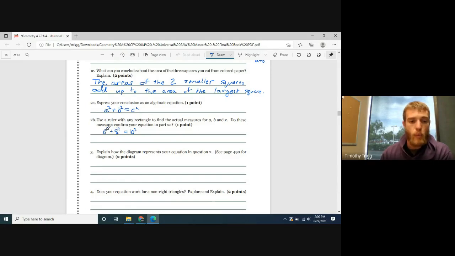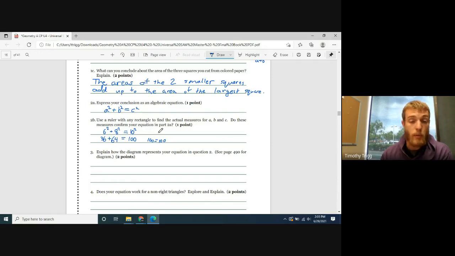So what's 6 squared? Well, that means 6 times 6. That's 36. What's 8 squared? Well, that's 64. Does that equal 10 squared? Does that equal 100? Well, yes, it does. 36 plus 64, it does. So 100 equals 100.